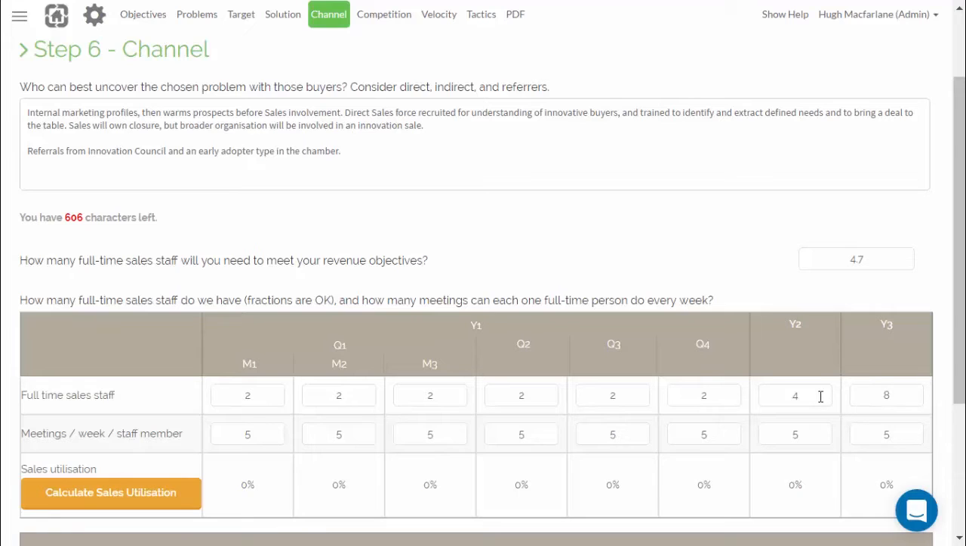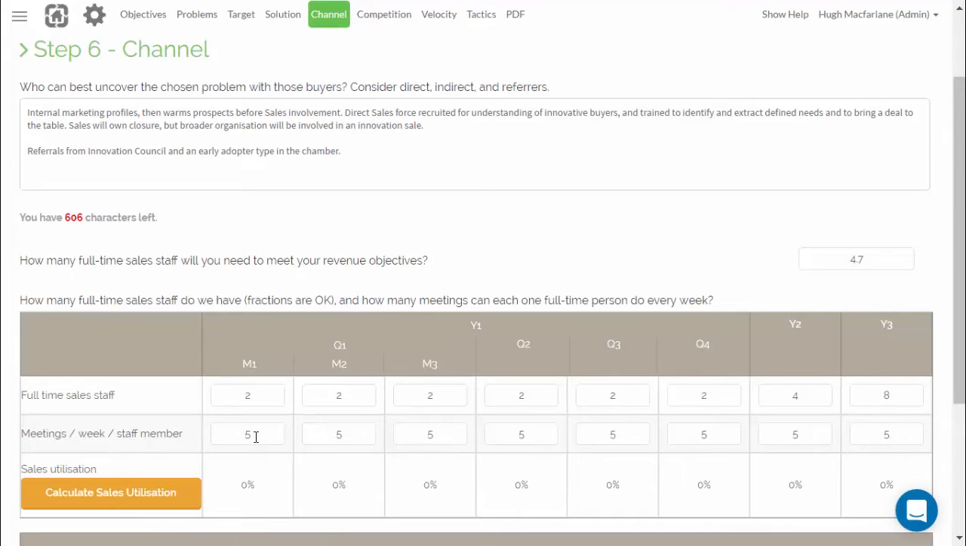If you're growing at 100%, the odds are very good you're going to need to grow your sales force at 100%. So that's where I would start, but again, across thousands of plans, that's not what I found people are doing. So put in your number of salespeople and how many meetings every week are they going to do.